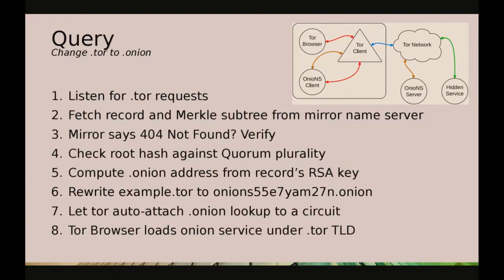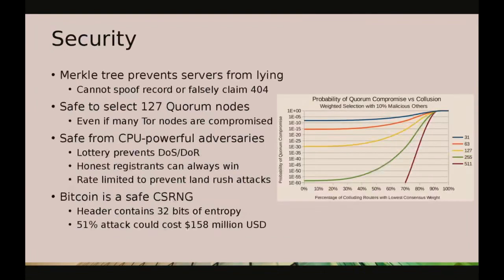authenticated denial of existence. Once that is the case, then I can resolve it into an onion address, rewrite the request, let Tor auto attach it to a circuit, and then I can load the Tor browser under a top-level domain. So it has the appearance of this working under the hood.